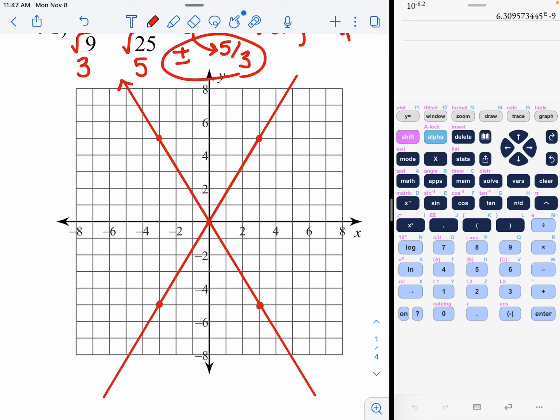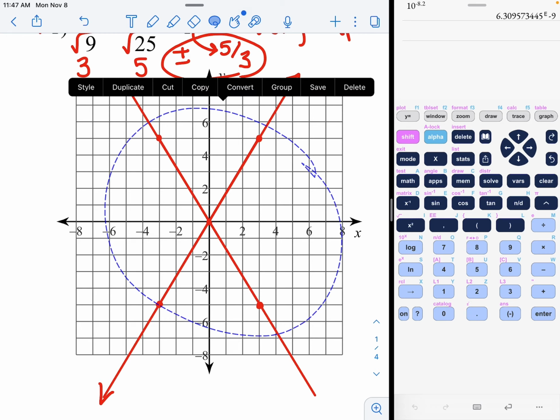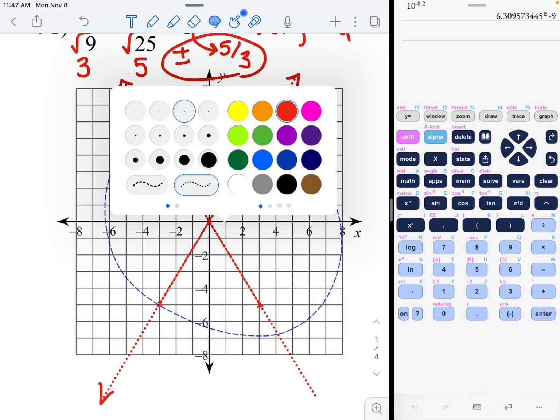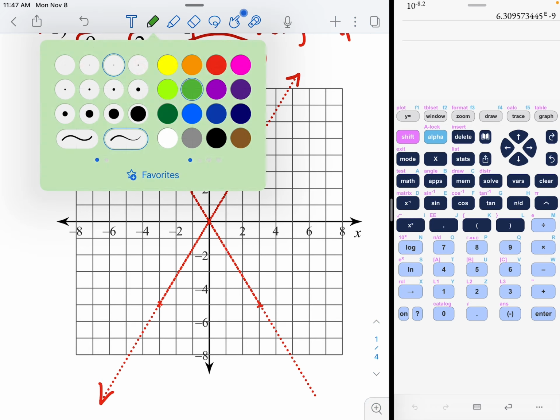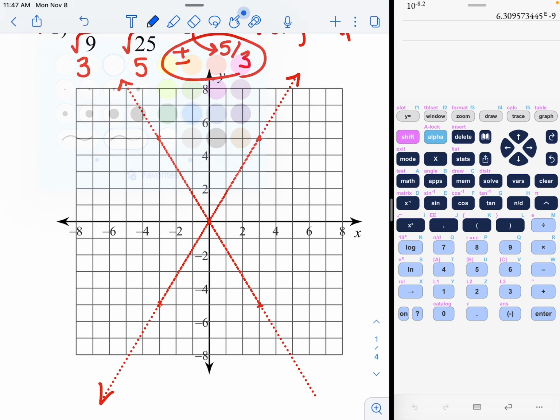Okay, so those lines, in fact, what I might do is make them broken so that you know they're asymptotes. There you go. They're not actually part of my equation. Now to graph this equation, if you really wanted to do it the right way and get really specific points, you would have to plug in values for x and get out values for y.